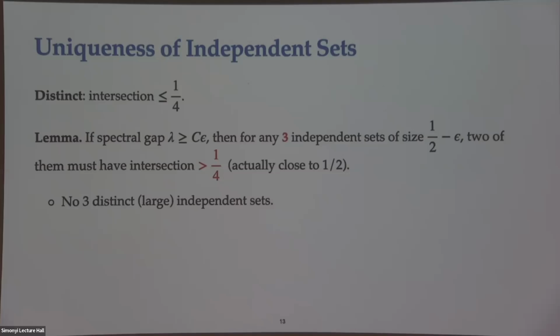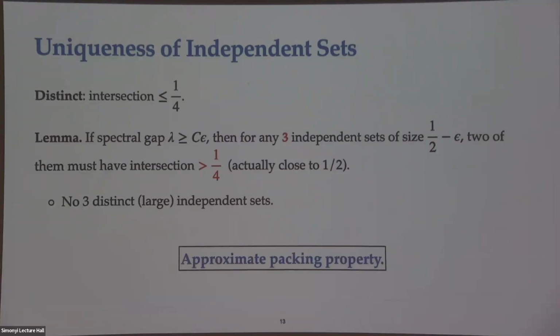Does this lemma make sense to everyone? Okay. So this is what we call the approximate packing property. Basically, there cannot be too many distinct independent sets. So let me show you the proof. The proof is quite simple. And by the way, this is a purely combinatorial property, and I'll talk about the algorithm later after I prove this lemma.